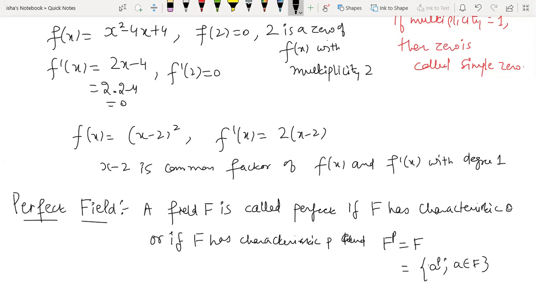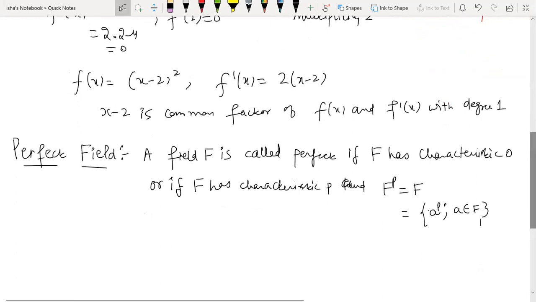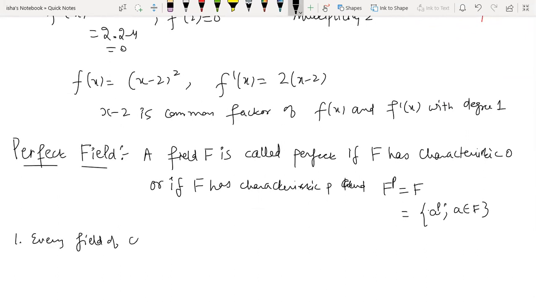That means, which field do we call a perfect field? There are two kinds of fields: either the characteristic of the field is zero, so every field of characteristic 0 is a perfect field, right? This is coming from this definition, that every field of characteristic 0 is a perfect field.